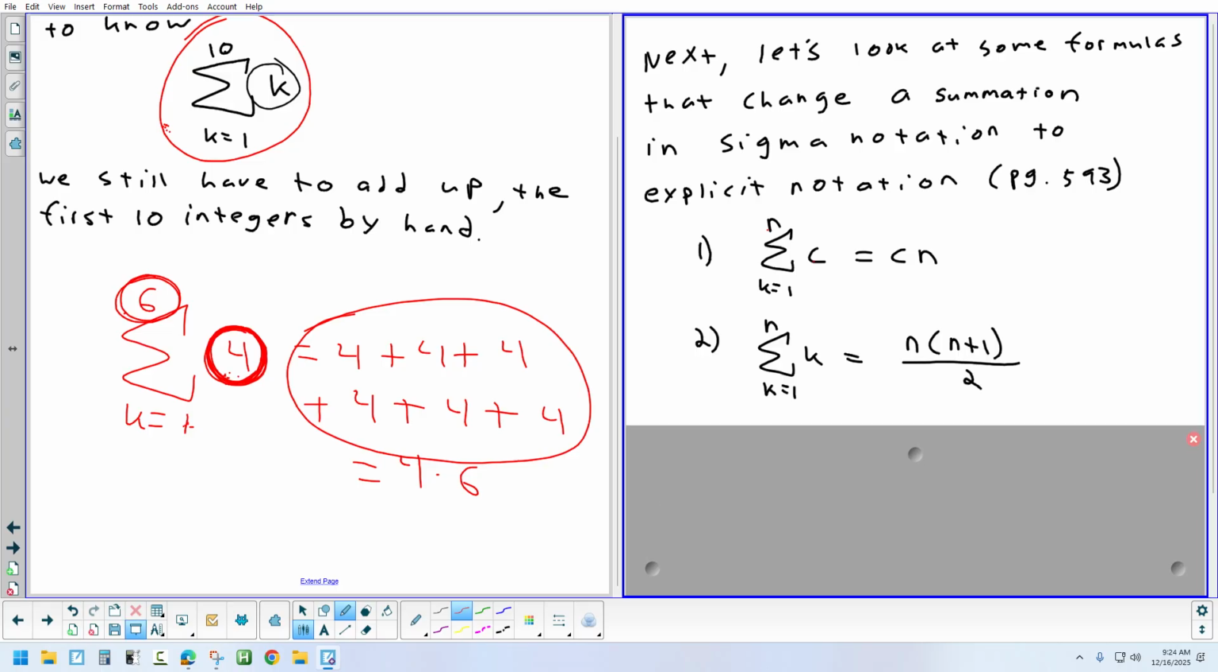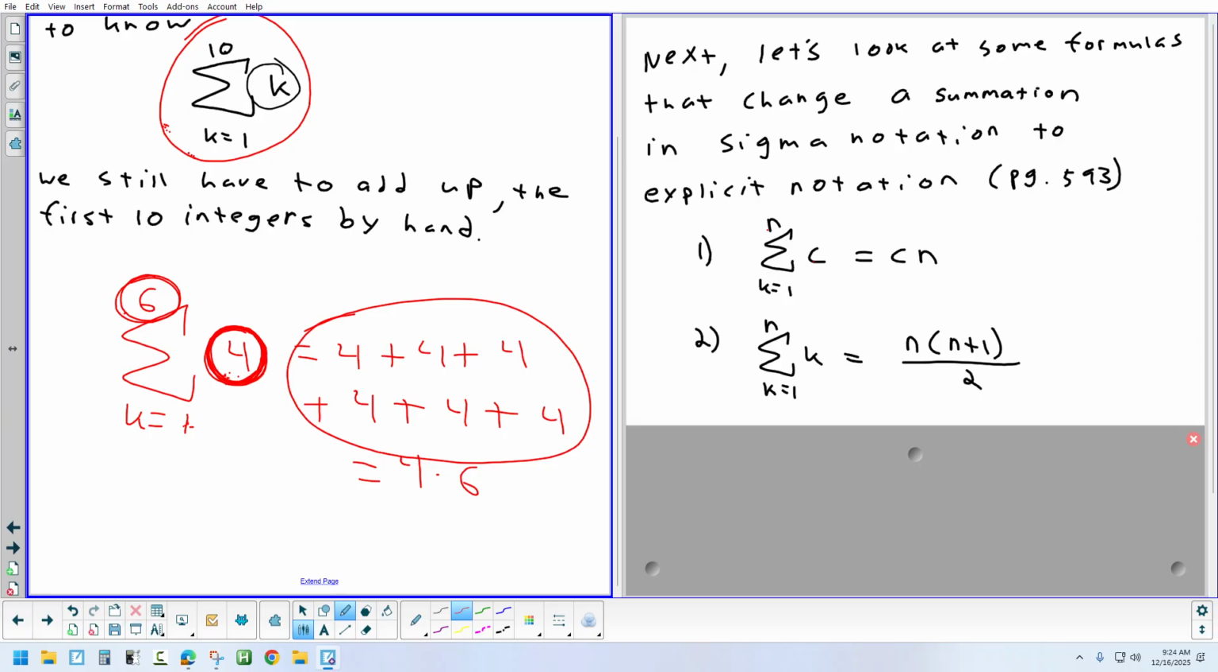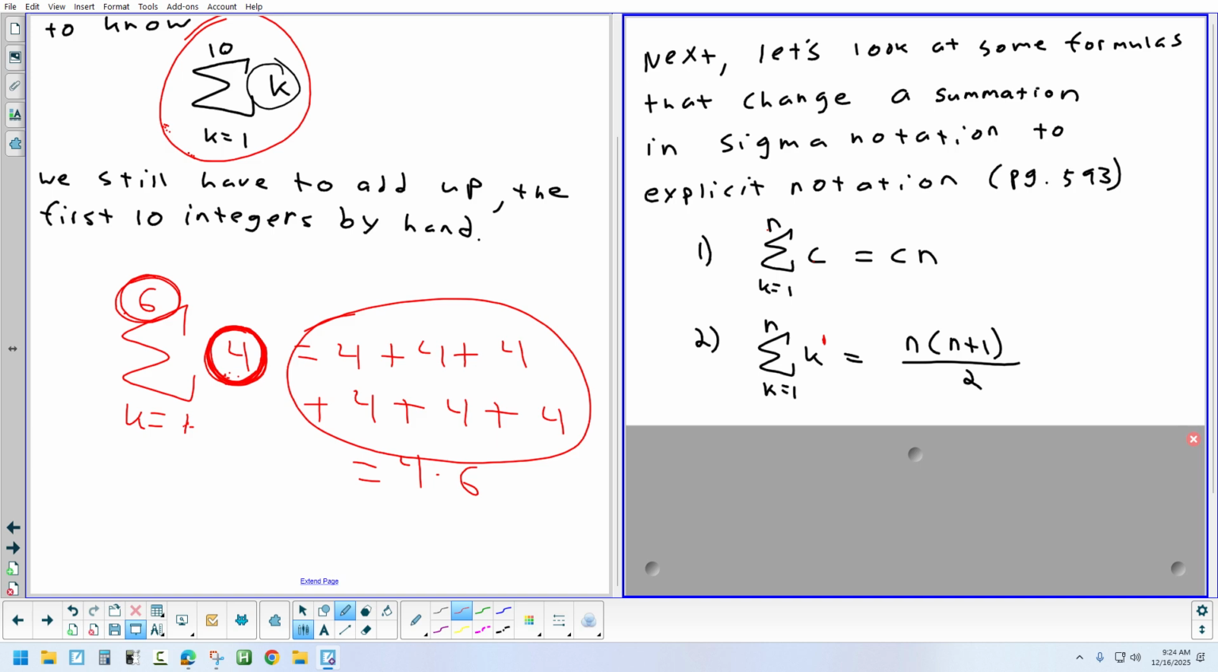Now, the one that we did, when I showed you guys the formula, you weren't adding up a constant, you were adding up 1 plus 2 plus 3 plus 4 plus 5. So in this problem, you're adding up numbers to the first power: 1 to the first, plus 2 to the first, plus 3 to the first, and so on. And the formula that you can use to add up the first n integers is n times n plus 1 over 2.